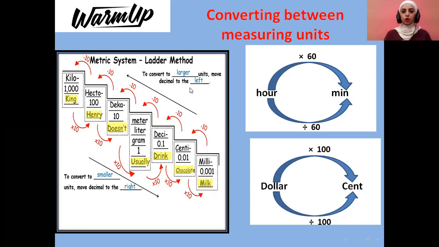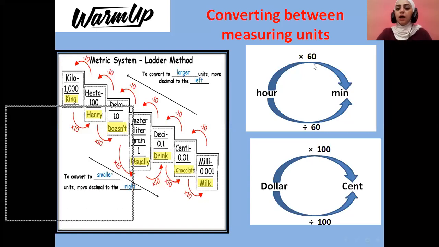Why to the left? Because when converting to smaller units you multiply, and to convert to larger units we divide, so the decimal point will be moved to the left. And when you change from a big unit to a smaller one, you multiply, so the point will be moved to the right. You know that, and we will take examples about it.